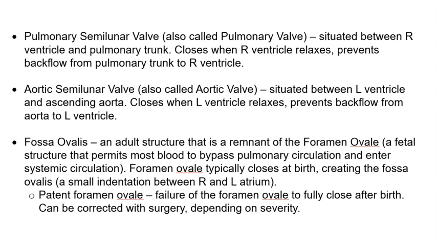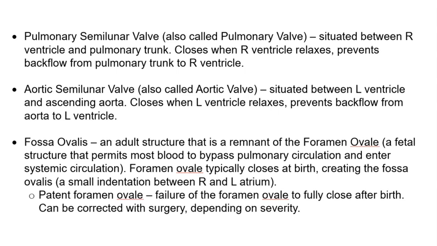We'll also see in a moment a structure called the fossa ovalis, which is an adult structure that is the remnant of a fetal structure called the foramen ovale. The foramen ovale in the fetal heart permits most blood to bypass the pulmonary circuit and enter systemic circulation, since fetal lungs are not operating a gas exchange. The foramen ovale typically closes at birth, which creates the fossa ovalis. In the adult heart, the fossa ovalis appears as a small indentation between the right and the left atrium.